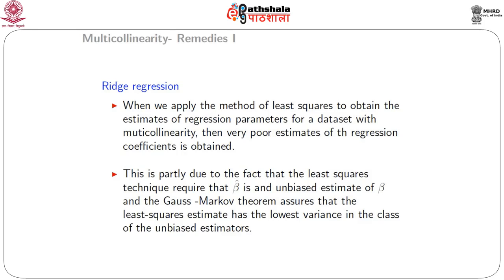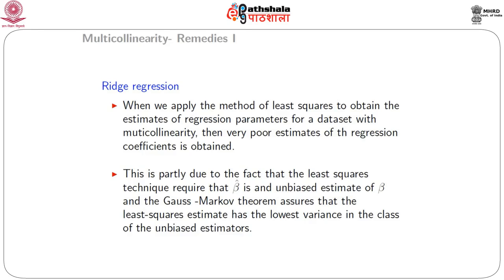When we apply the method of least squares to obtain the estimates of regression parameters for a data set with multicollinearity, very poor estimates of the regression coefficients are obtained. Although these estimates, as I have mentioned several times before, are unbiased, they are not efficient anymore. These estimates, although unbiased, are no longer the best linear unbiased estimators of the regression parameters. By best linear unbiased estimator, we mean that these estimates are no longer the ones that have minimum variance among the class of unbiased estimators for the regression coefficient.